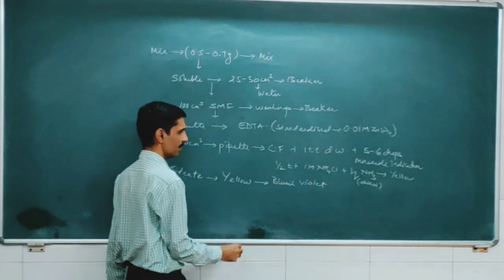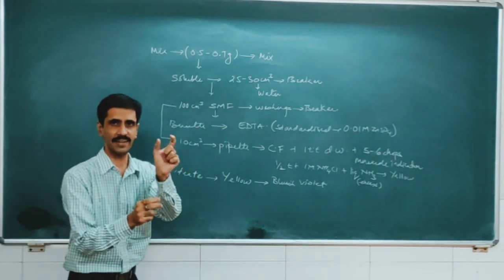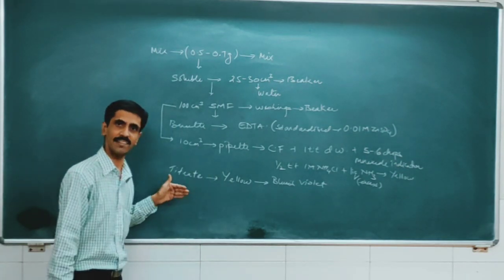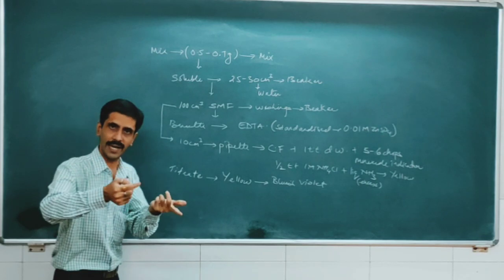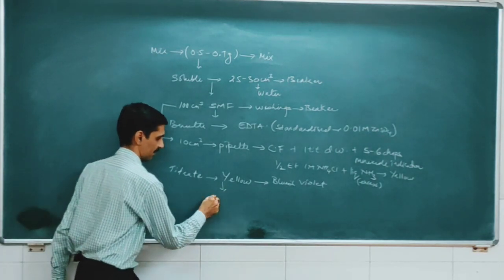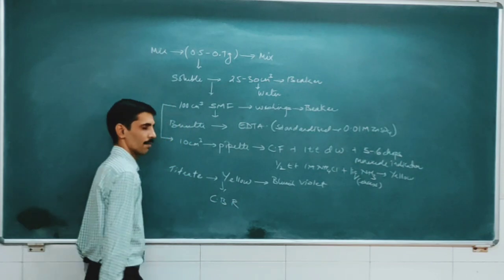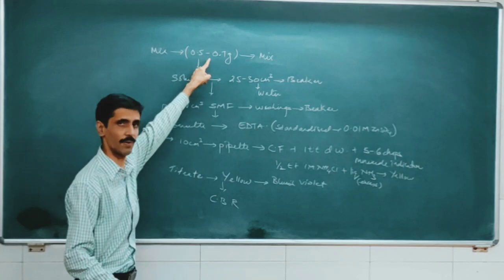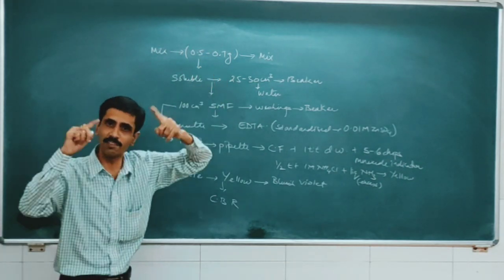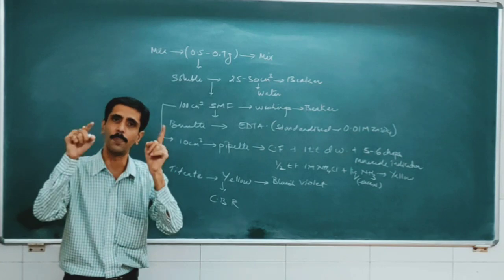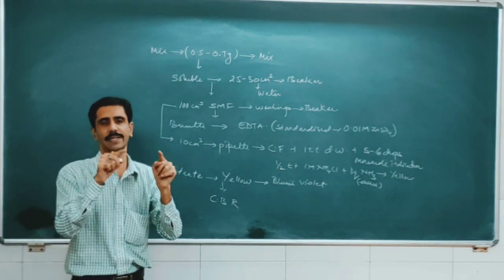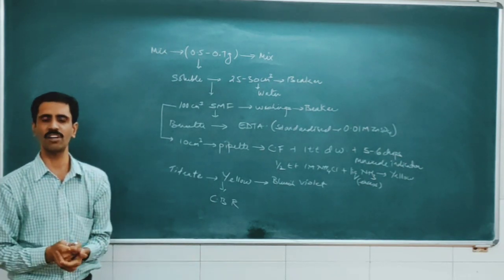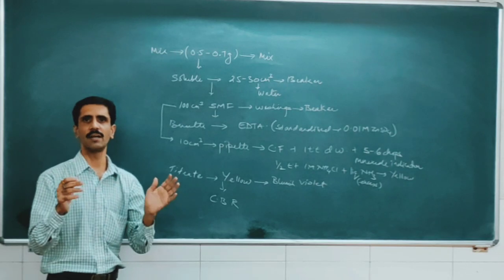Record this reading, whatever the reading is. Then repeat this procedure 2 times so as to get the CBR, that is, the constant burette reading. On the basis of the constant burette reading and the value of W, it is then possible for us to find out the percentage purity of nickel. Understood this?